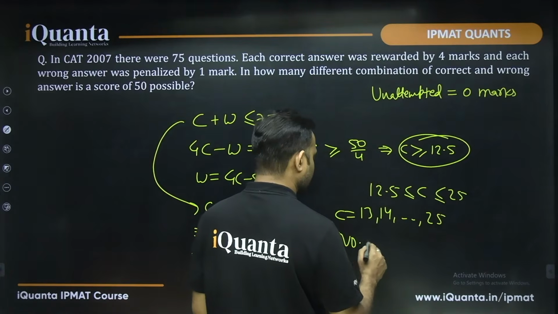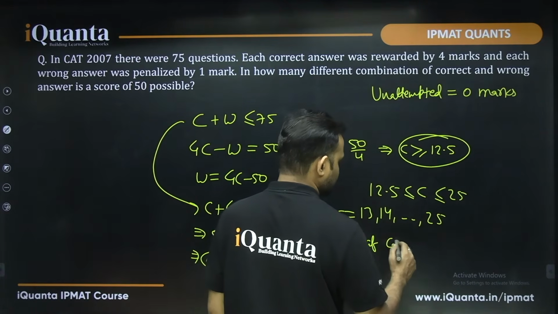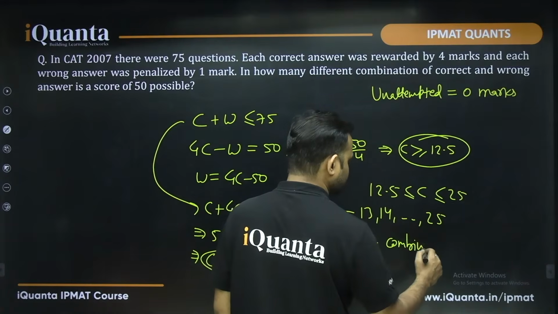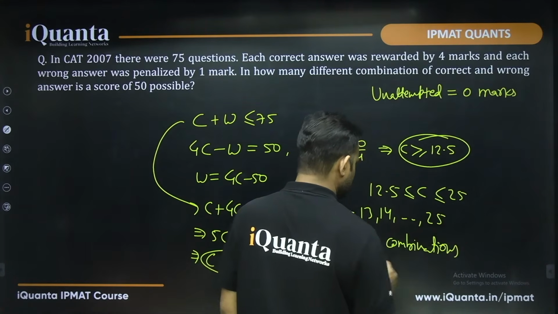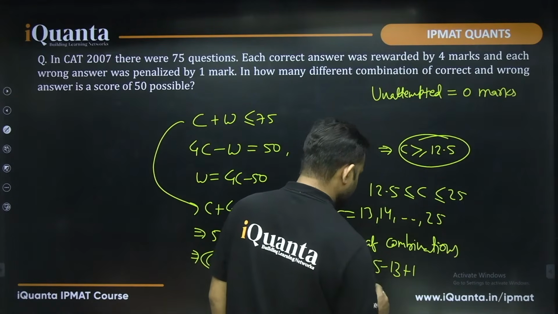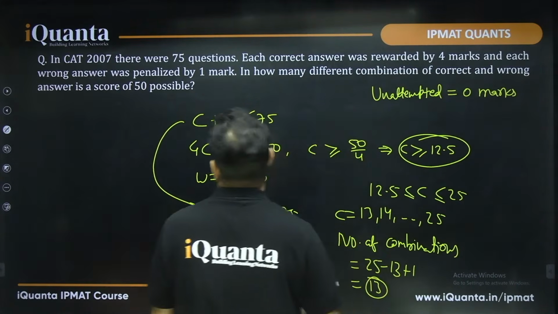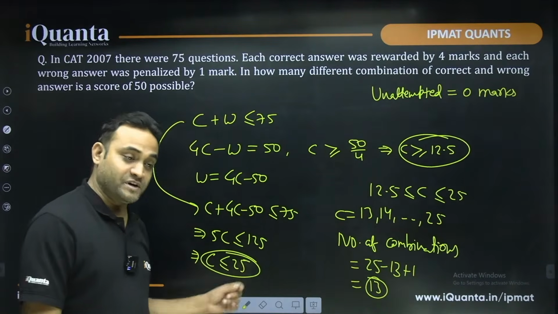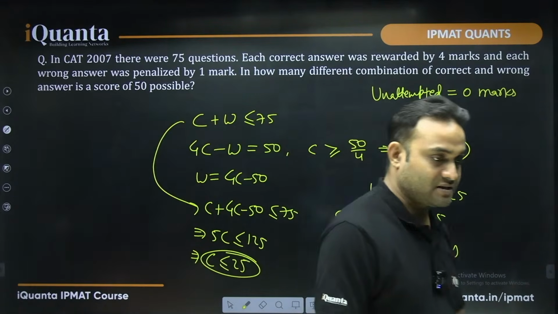So number of combinations is equal to 25 minus 13 plus 1, that is equal to 13. So 13 different combinations are possible, right?